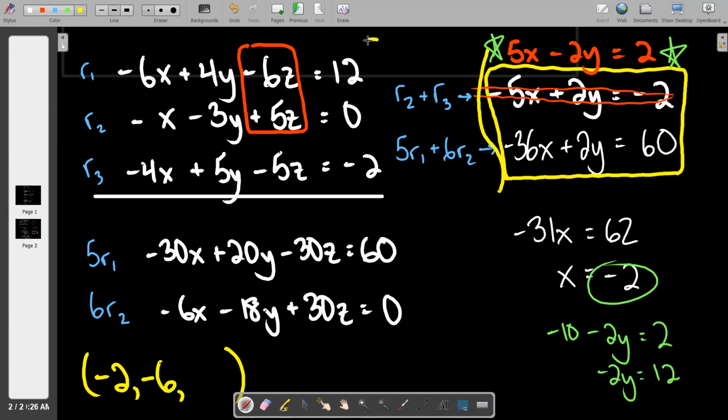Use any of your triples. Any of these that I'm bracketing over here on the left will now work. Storm the castle at this point. You're like, okay, I'm armed and ready. I got an x, I got a y, and I'm coming to find z.